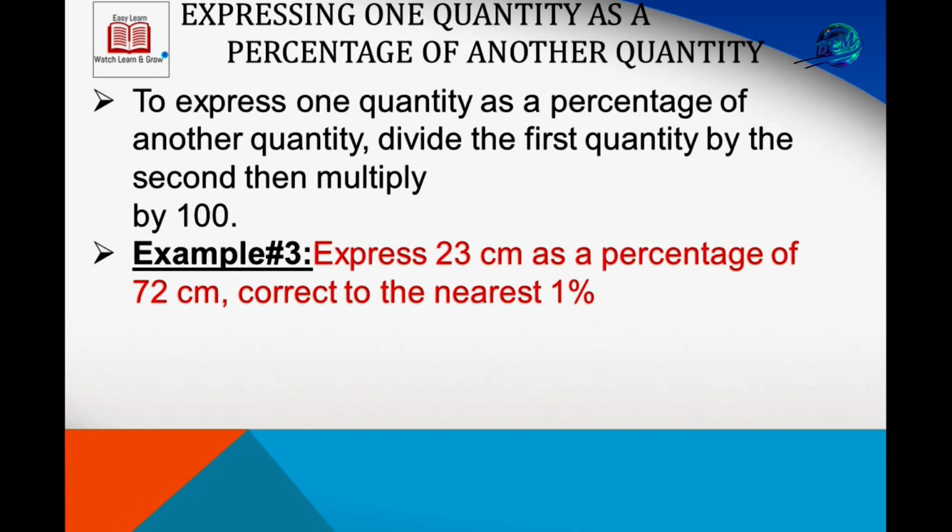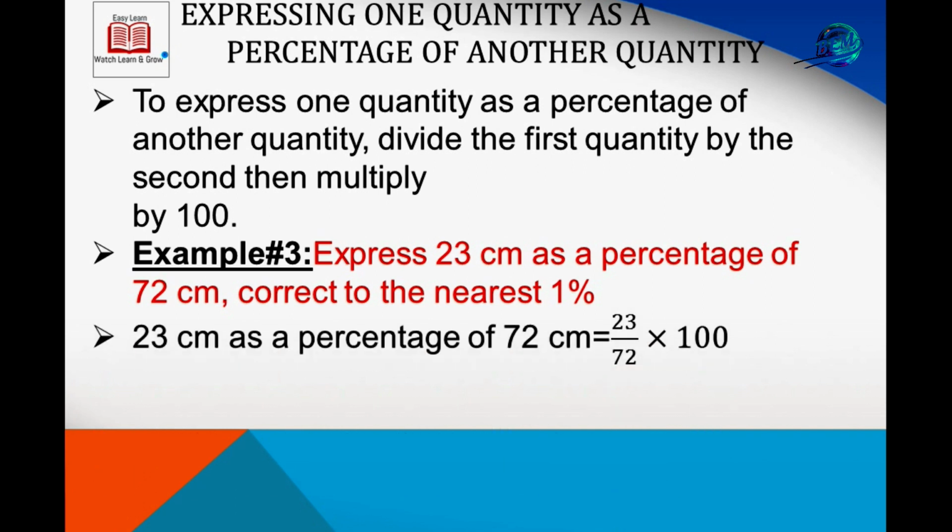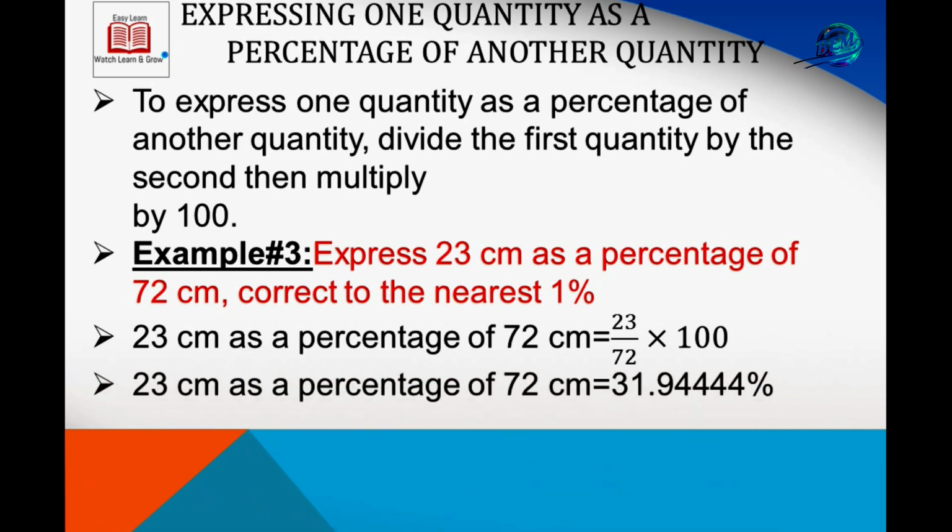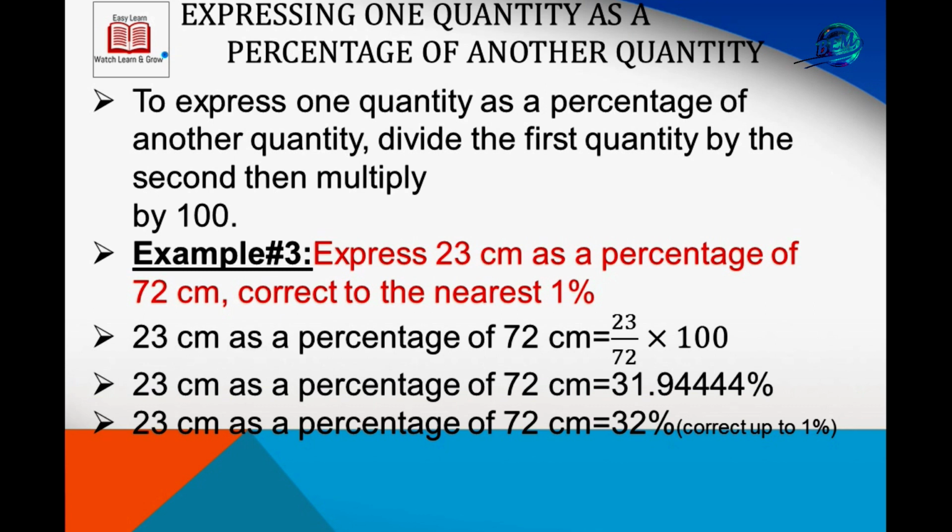The first step to express one quantity as a percentage of another quantity is to divide the first quantity by the second quantity. This is the first quantity, and I have to divide it by the second quantity. So the first quantity, 23, divided by 72 and then multiplied by 100, because I have to calculate in terms of percentage. So 23 centimeter as a percentage of 72 centimeter will become 31.944 and so on, and this will be rounded off as required. So correct to the nearest 1%, you can say 32%.